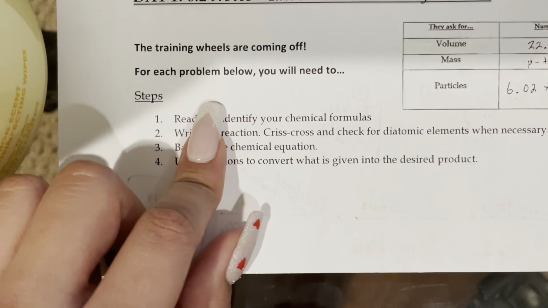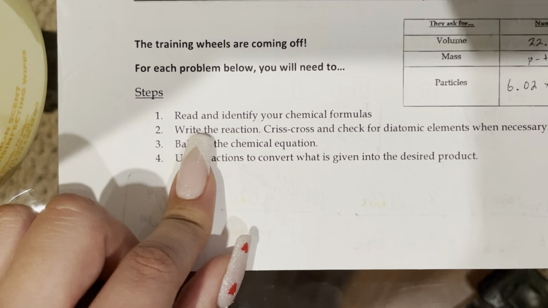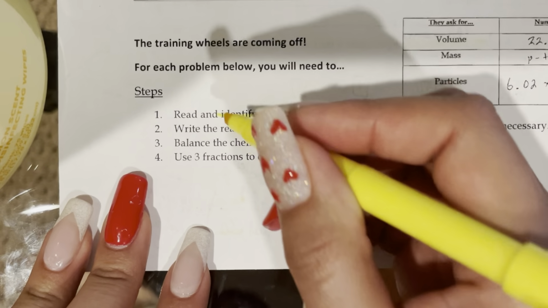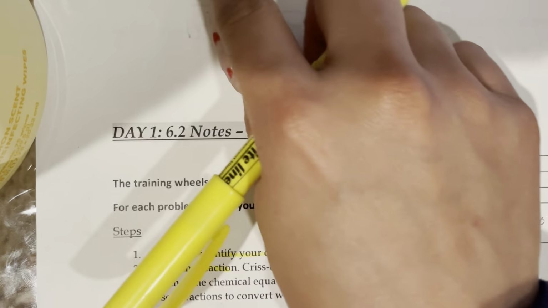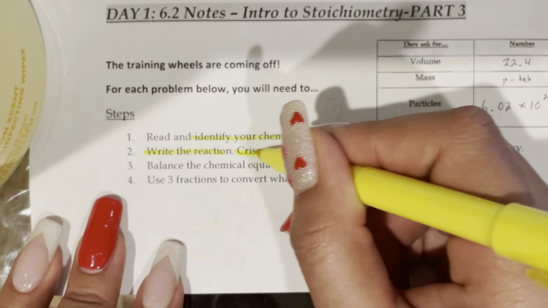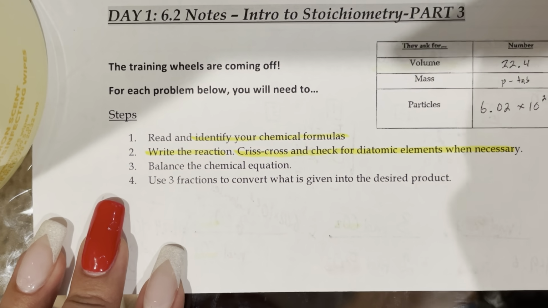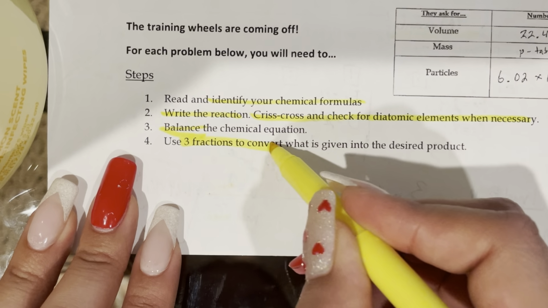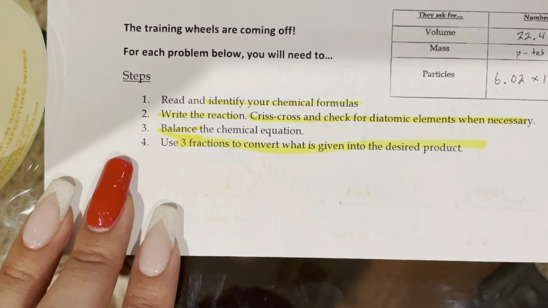For each problem below, you will need to read and identify your chemical formulas. You will need to write the reaction. I am not writing this reaction for you anymore. You have to start writing them. You will need to crisscross and check for diatomic elements when necessary. You will then have to balance the chemical reaction, and then you will need to use the 3 fractions to convert what is given into the desired product.